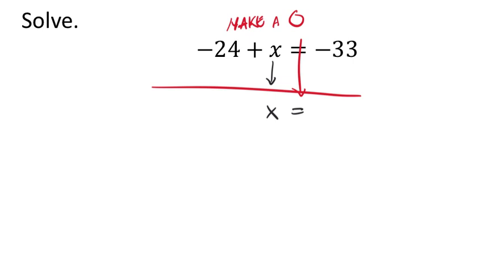But what I know is that I have to force that negative 24 to be 0. I'm going to make it do what I want it to do. I don't want it to take control of me. So I'm going to make it a 0 by adding 24.